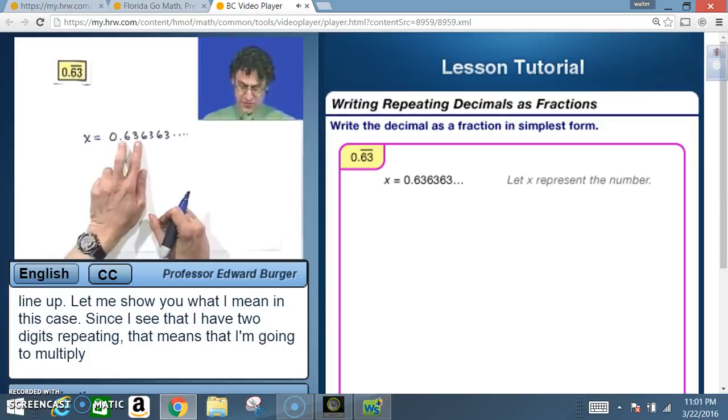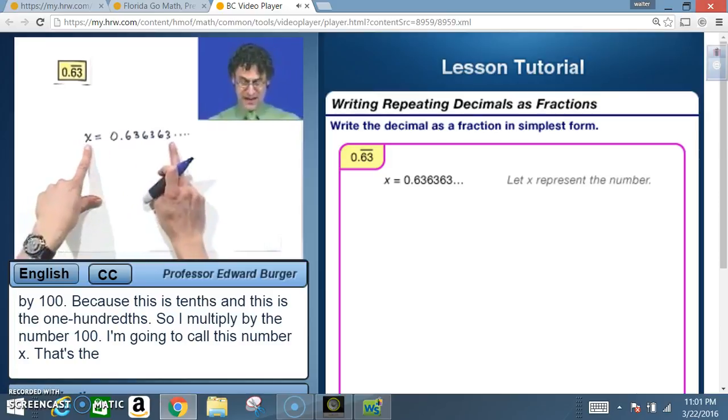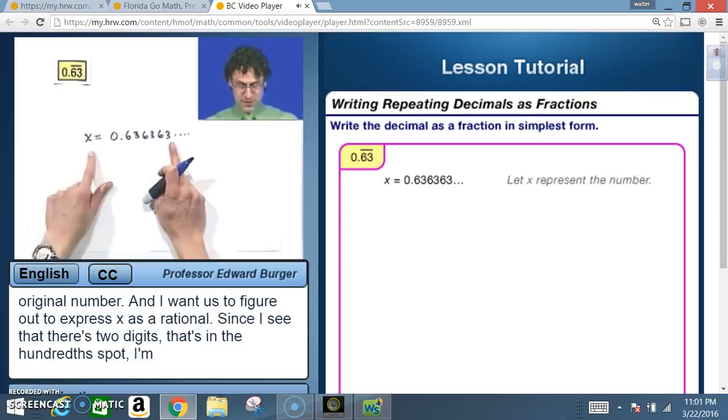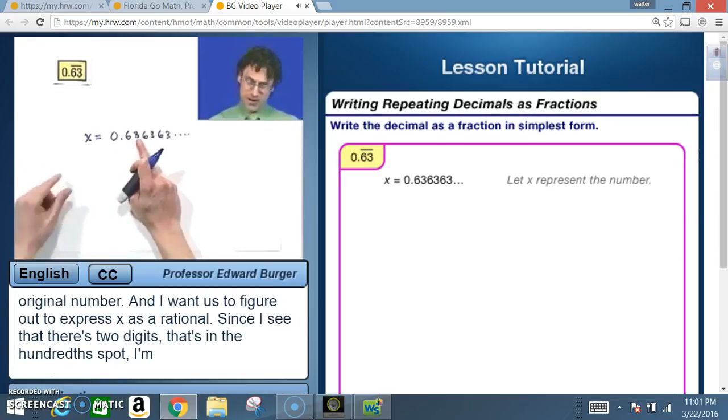Since I see that I have 2 digits repeating, that means that I'm going to multiply by 100, because this is tenths and this is the 100ths. So I multiply by the number 100. So I'm going to call this number x. That's the original number, and I want us to figure out how to express x as a rational. So since I see that there's 2 digits, that's in the 100th spot, I'm going to multiply by 100.